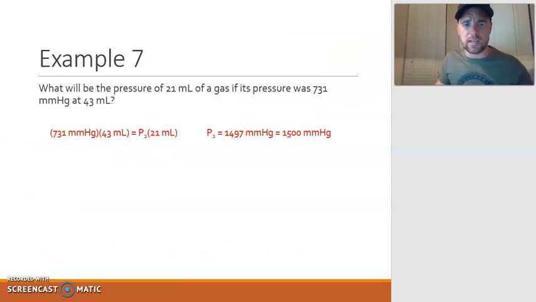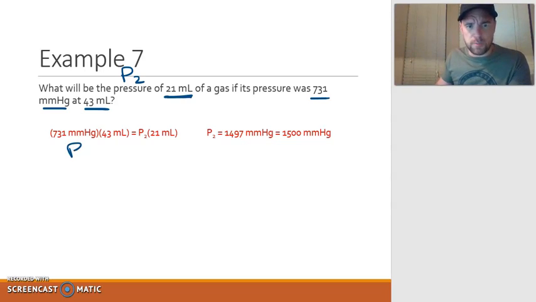All right, so let's take a look at an example. I already have the work filled out here for you, but we can take a look as far as just the setup. So example 7, what will be the pressure of 21 milliliters of a gas if its pressure was 731 millimeters of mercury at 43 milliliters? So essentially it's saying, okay, well, when the gas had a volume of 43 milliliters, its pressure was 731. What would be the new pressure, so P2, if we reduced the volume down to 21 milliliters? So you can see you've got your P1 and your V1 here. You're solving for P2 knowing that your V2 is 21 milliliters.